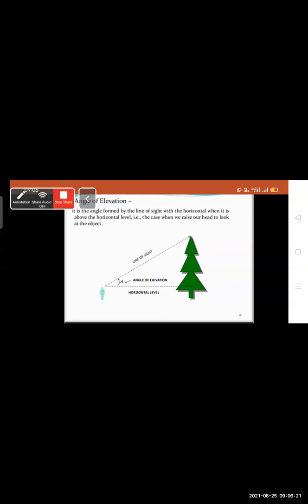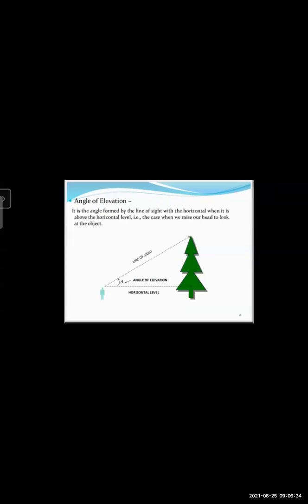Okay. Second, angle of depression. It is an angle formed by the line of sight with the horizontal level when it is below the horizontal level. See, angle of elevation is above the horizontal level, and angle of depression is below the horizontal level. So that is the case when we lower our head to look at the object. When we raise our head, it is called the angle of elevation, and when we lower our head to look at the object, it is called the angle of depression.